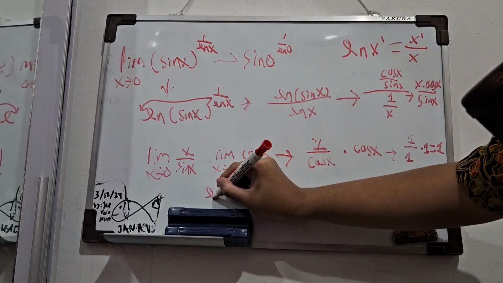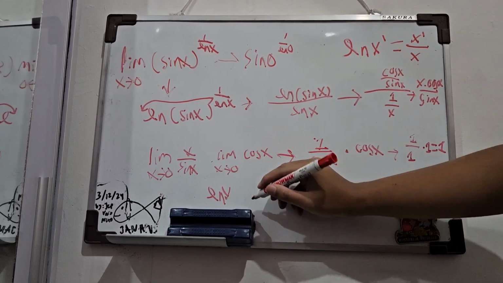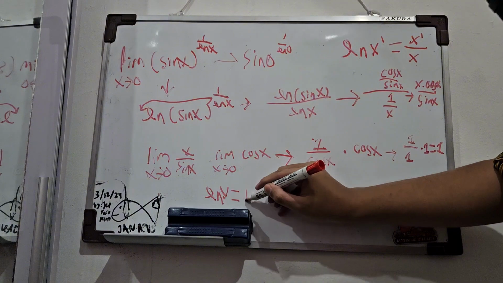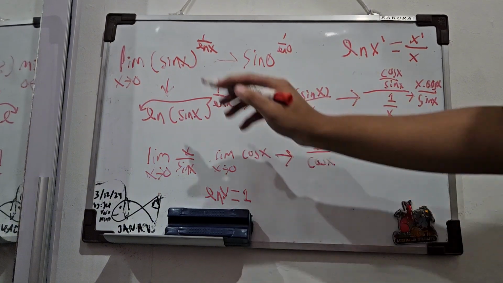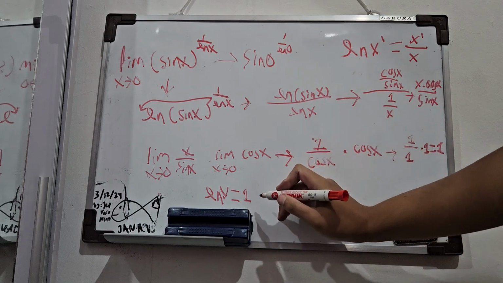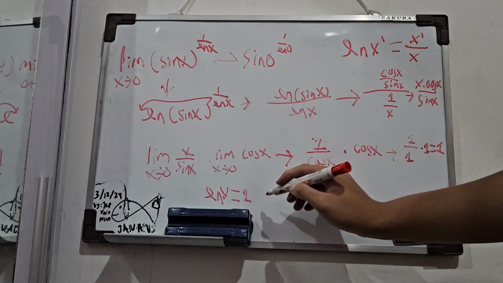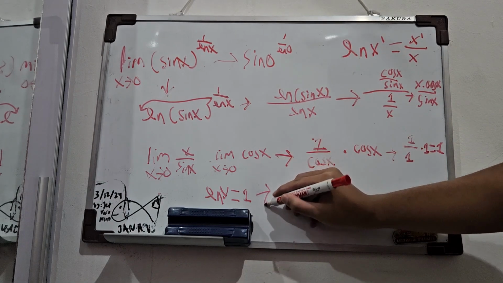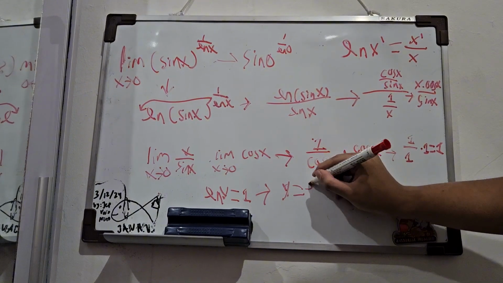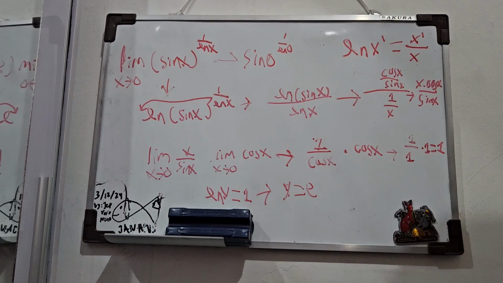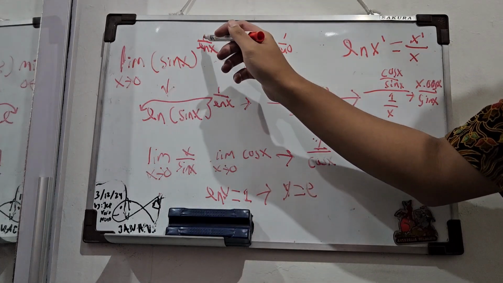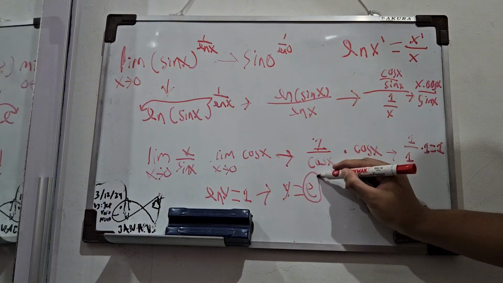Now we have found the ln y, so not exactly the limit, which is 1. All we need to do to find the limit is to just reverse this. So e to the power of 1 would become what? That would obviously become e. e to the power of 1 would equal e. So the limit as x approaches 0 of sin x to the power of 1 per ln x is e.